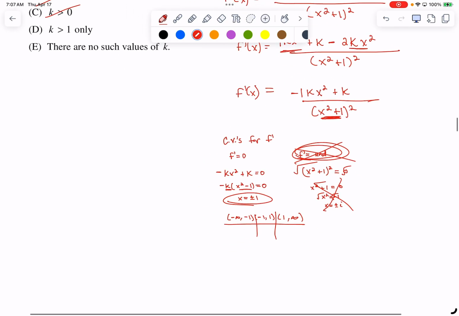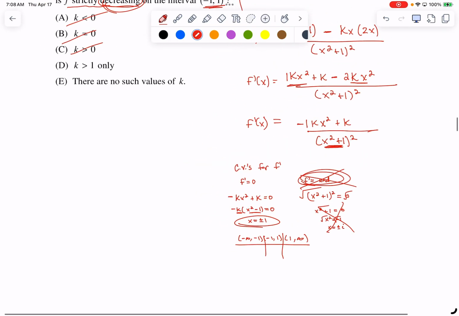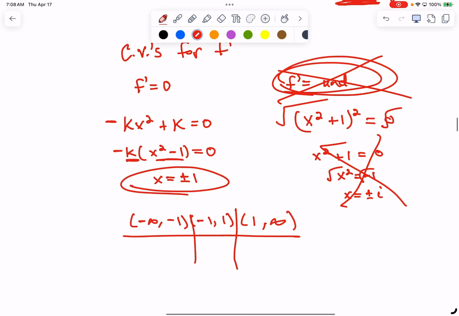So it has to be 1 or negative 1. It looks like it's going to be 1. So if k is positive 1, and if I do a test value of 2 here, let's test 2, because 2 is between 1 and infinity.